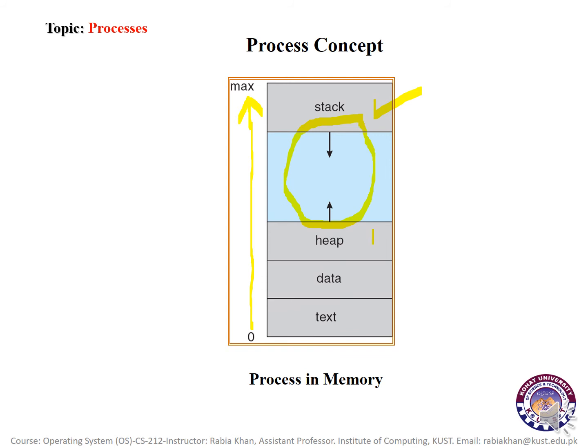Then there is a heap. Heap is again a type of data structure. Heap actually represents the collection of non-executable statements that you generally add to your programs. For example, the comments, the white spaces, the formatting characters, they are those statements which are generally non-executable.